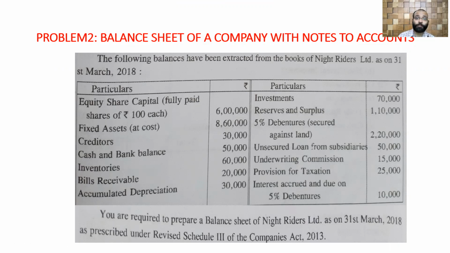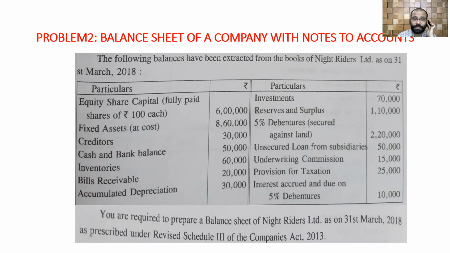That's all. So the following balances have been extracted from the books of Knight Riders as on 31st March 2018. Two things are given: liabilities and assets, but it's given separately in that way. The continuation: equity share capital fully paid up of rupees 100, 6 lakhs rupees. Then we have the fixed assets at cost 8,60,000.